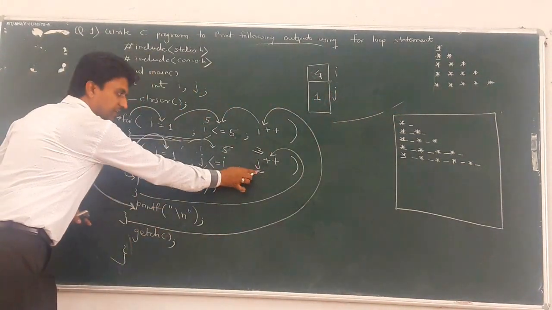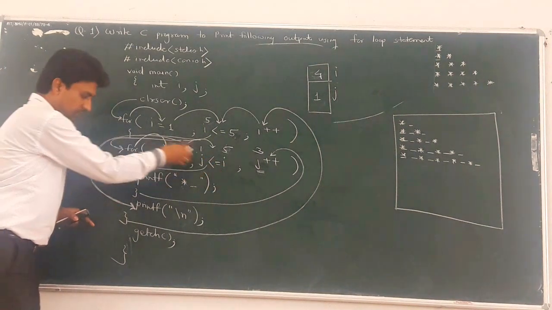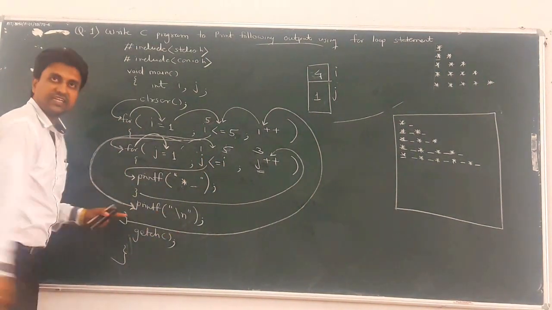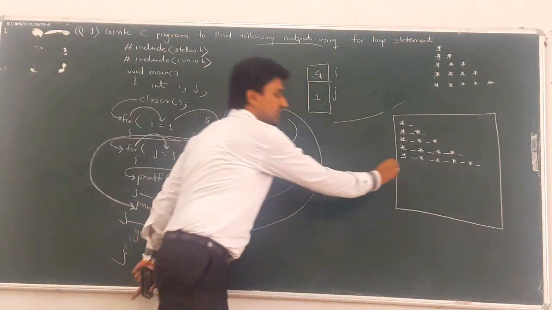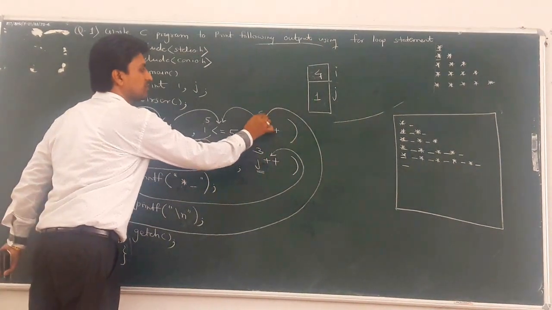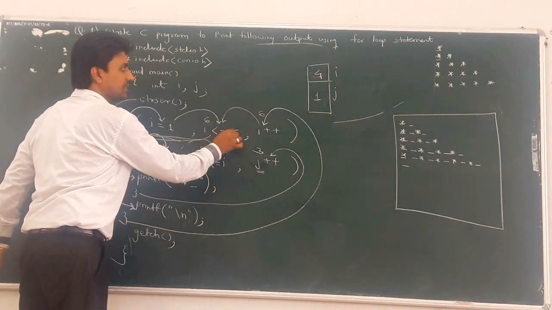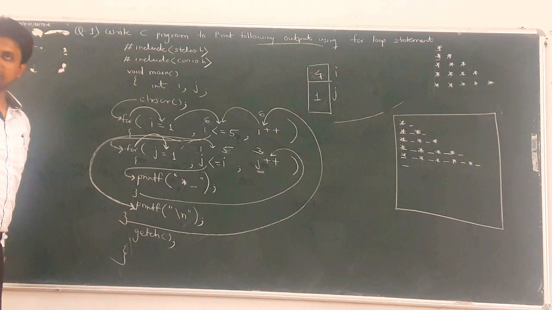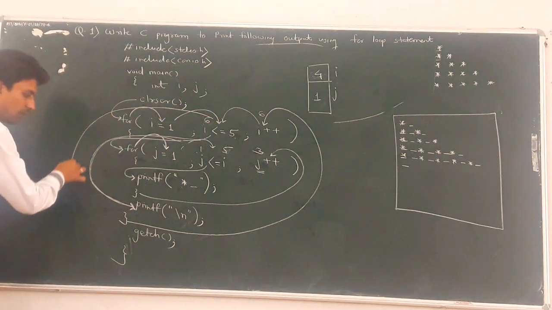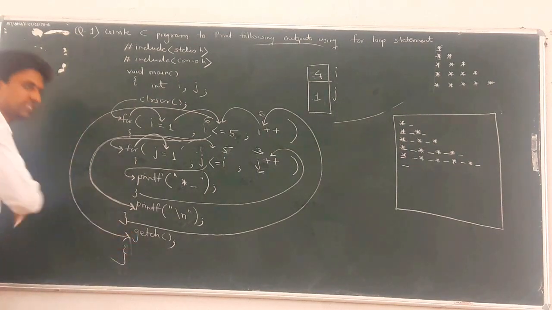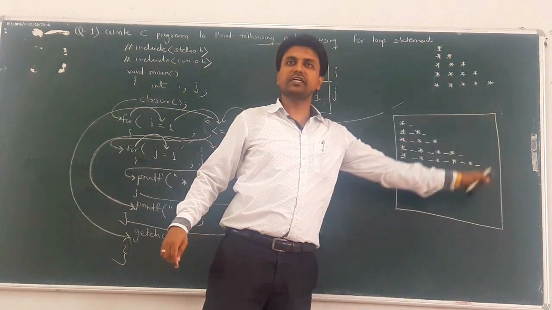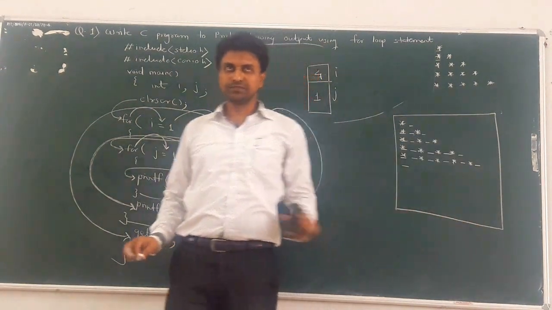After that, when j becomes 6, the condition is false. Then the cursor goes out of the inner for loop and prints printf("\n"). \n means the cursor goes to the next line. After that, i++ makes it 6. Now 6 less than or equal to 5, condition false. The cursor goes out of the outer for loop and goes to the getch statement, and the console freezes, and that is your expected output on the console.